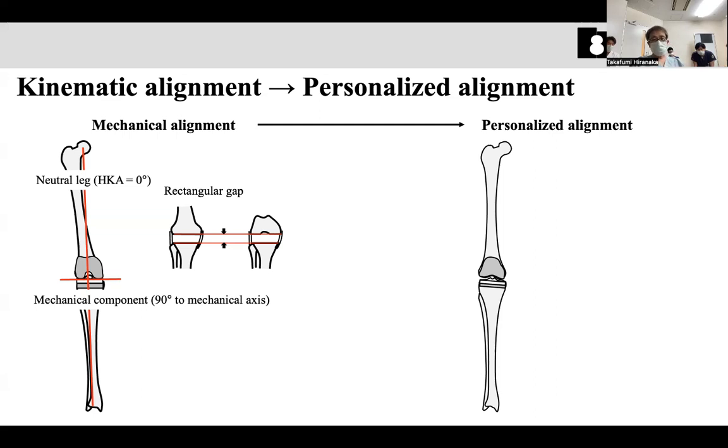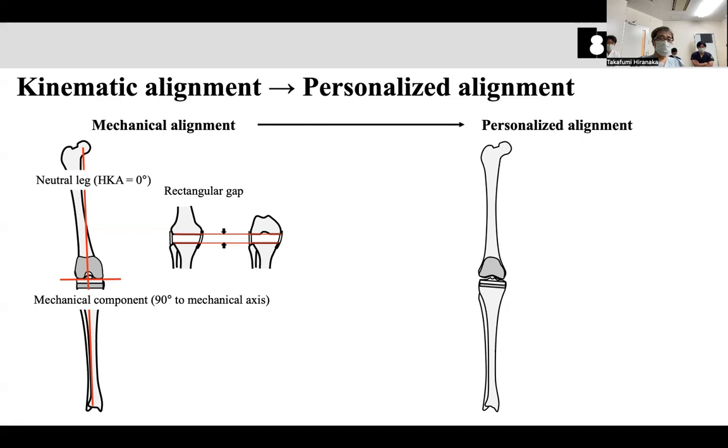and joint line obliquity. But as I showed before, there are so many derivatives that came out, such as functional alignment, restricted kinematic alignment, soft tissue respecting kinematic alignment, impact kinematic alignment. So many that it can cause confusion. So now we should include kinematic alignment and its derivatives as personalized alignment.